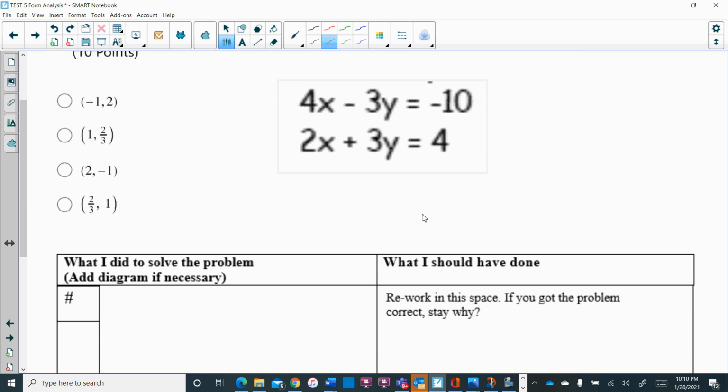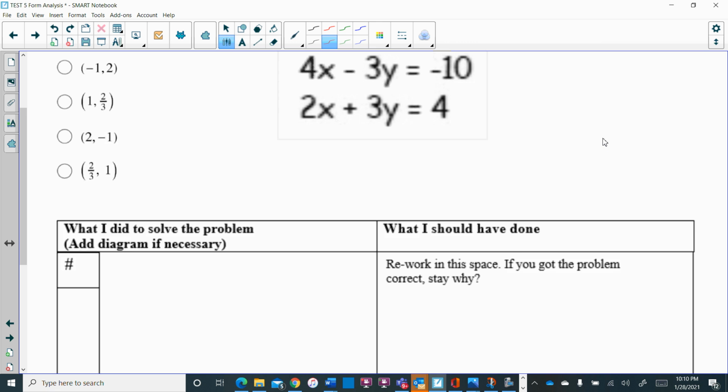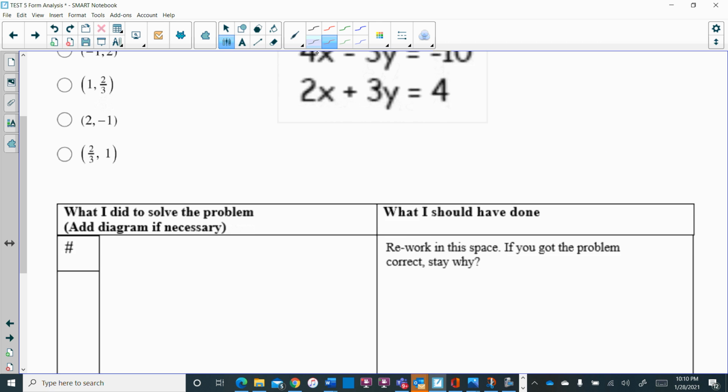Now here's when we're working it out, okay? Because now they want you to solve it. Solve the system by elimination. So I am checking if this is a specific method. I am checking that you're doing that method correctly. So we have, I'm going to start the rework right here.